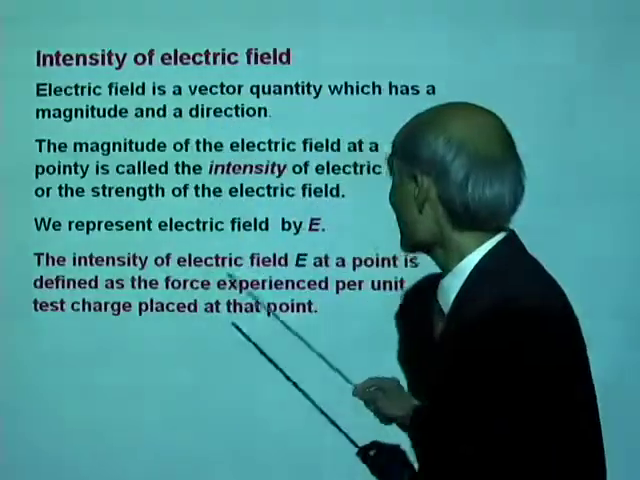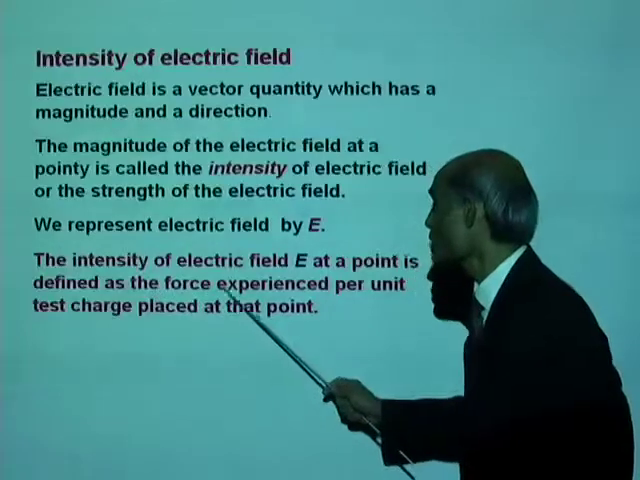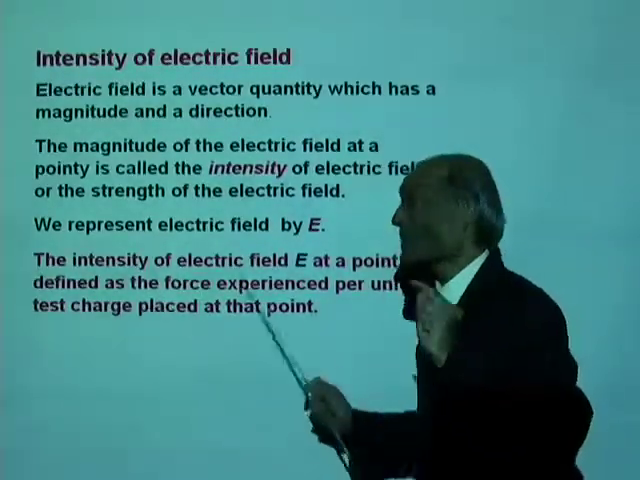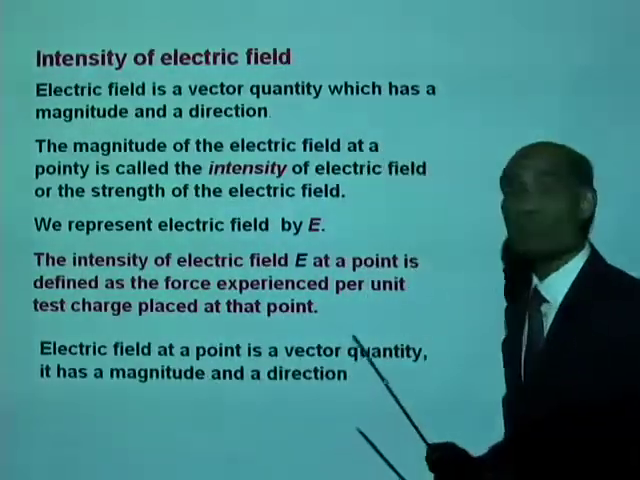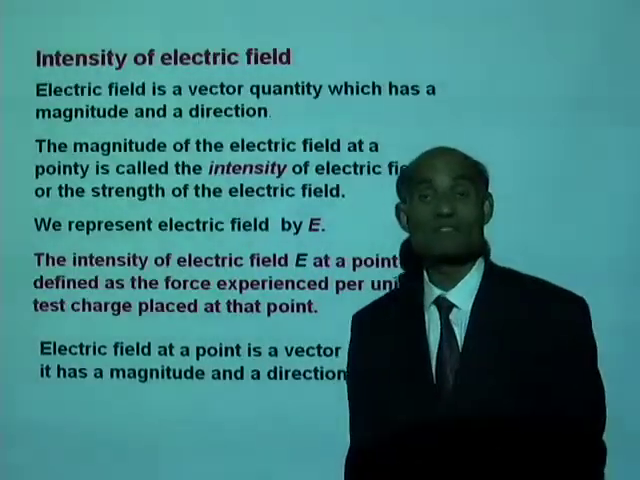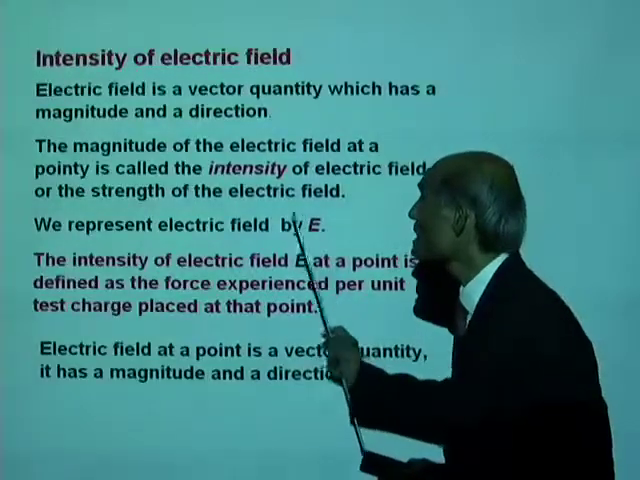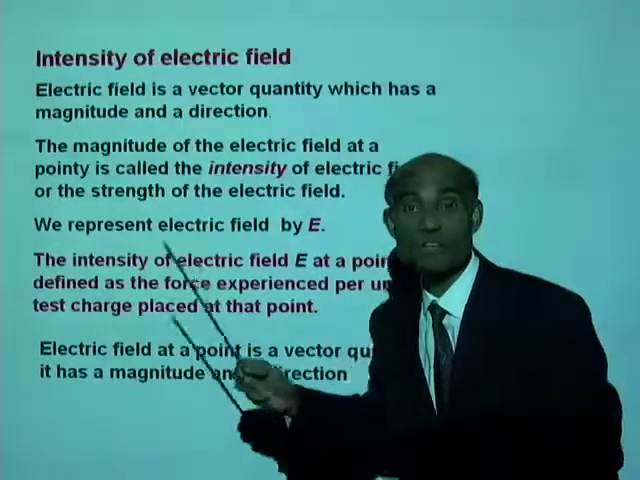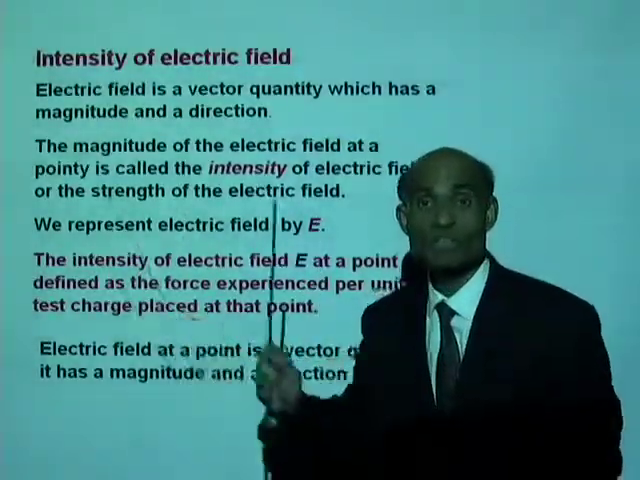So one more time, electric field intensity is defined as the force experienced per unit test charge placed at that point. Electric field at a point is a vector quantity. It has both magnitude and direction. The magnitude of the field is what we call the intensity. And it becomes the field vector when you combine the intensity with the direction of the field.